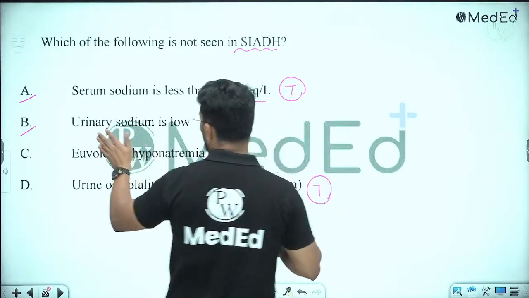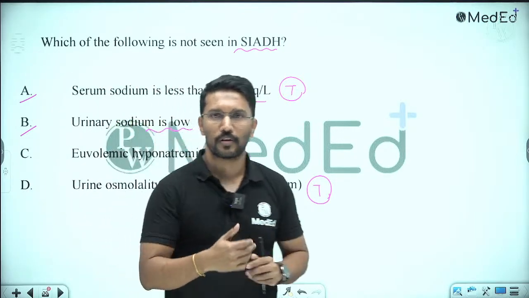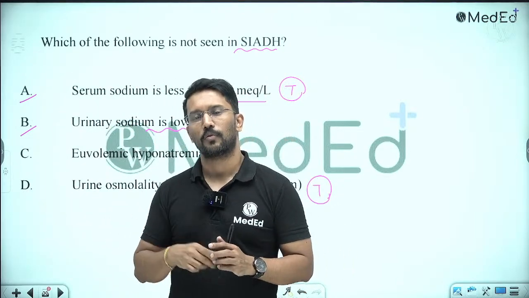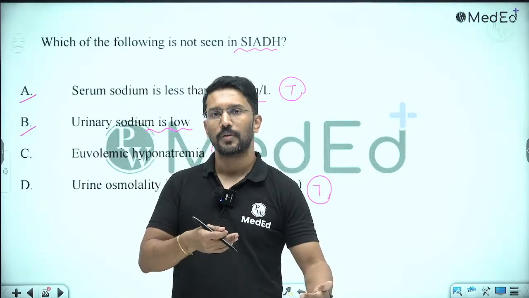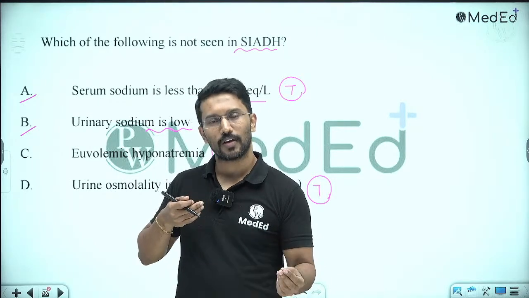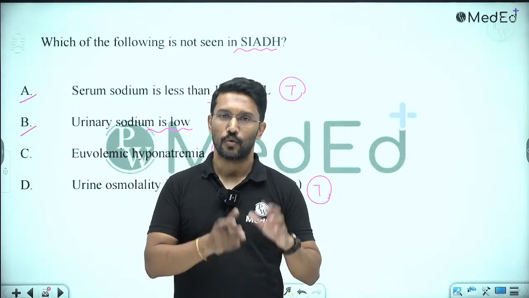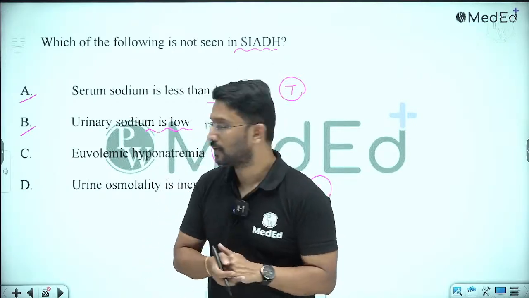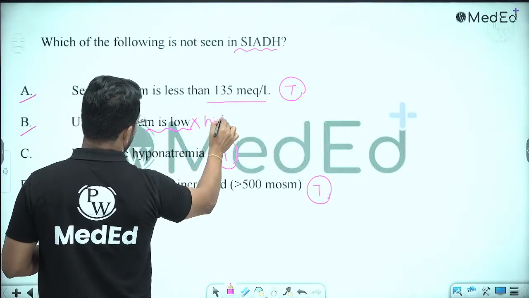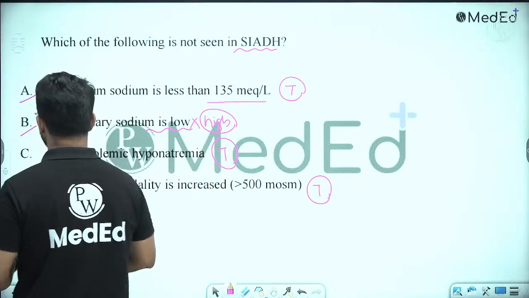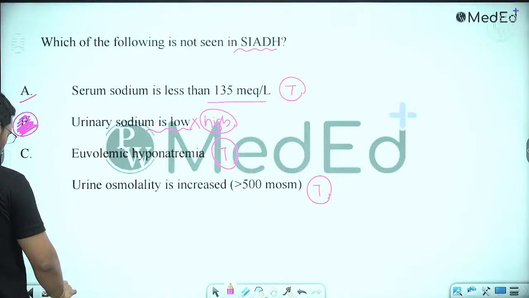Okay. Now urine sodium is low, right? What happens here? In case of SIADH, you are reabsorbing the water, and because you are reabsorbing the water, you are only reabsorbing the water. You are not reabsorbing the sodium. So you are losing the sodium and you are reabsorbing water. The urine is getting concentrated. So what will happen to the urine sodium? Urine is concentrated, so urine sodium will be on the high level. So urine sodium is low is false. You are expected to see high urine sodium. So what is the correct answer here? Option B. Option B is the answer to go for.